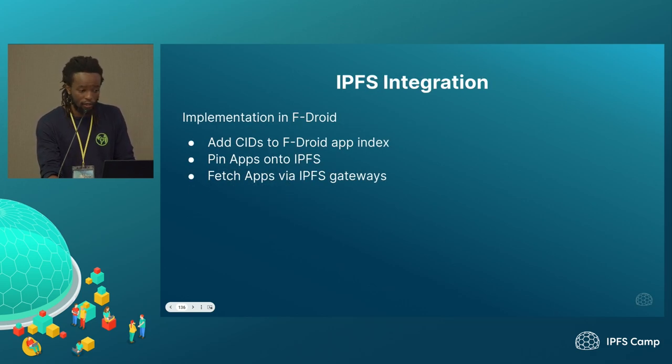The implementation of IPFS in F-Droid was pretty simple, considering the app already had its own data structure. Essentially, we just had to add the CID onto the F-Droid app index. After that has been done, we pin the apps onto IPFS, and then we fetch the apps via any IPFS gateway.